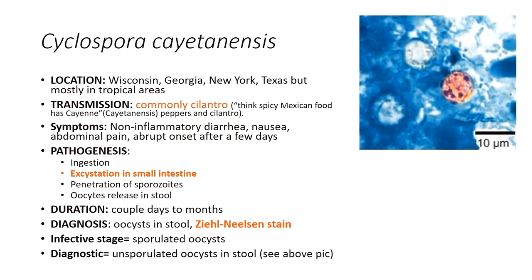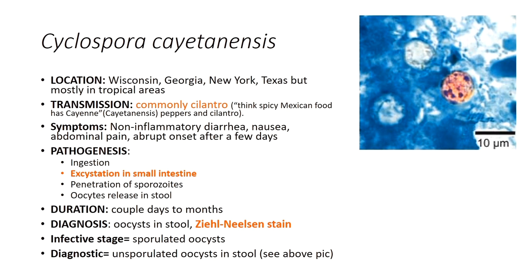So Cyclospora cayetanensis, this is something you can find in Wisconsin, Georgia, New York, Texas, but also mostly in tropical areas. So Mexico is also another place you can find this guy. This is something that's common on vegetables and stuff like that. She gave you the example of cilantro. So I just think of cayetanensis, right? It's got some cayenne pepper on it. So I'm thinking cilantro and cayenne peppers. So think spicy Mexican food with cayenne, right? So cayetanensis, you're going to get from that cilantro in Mexico, but also other things, vegetables and such.